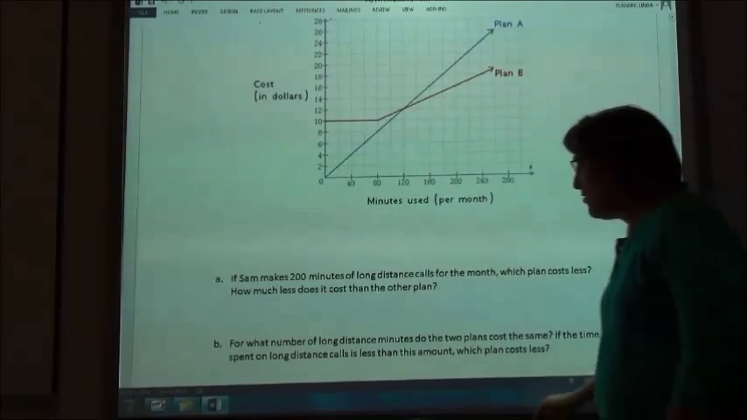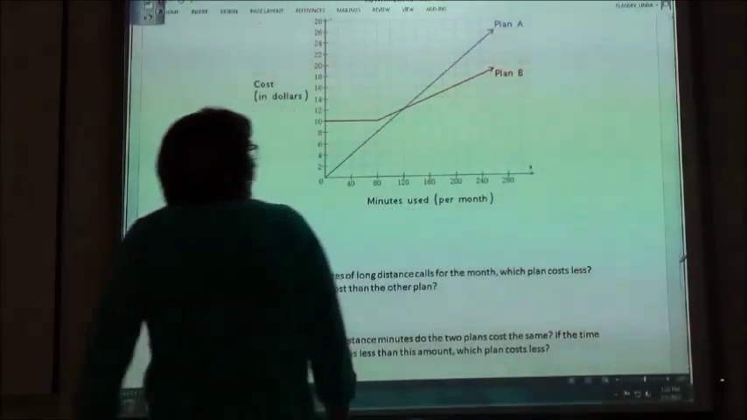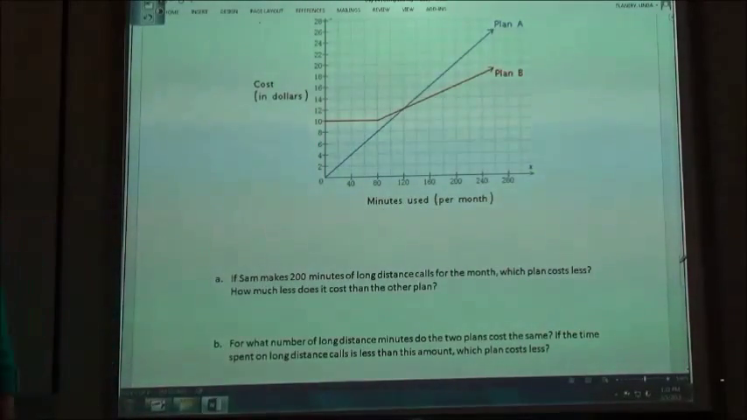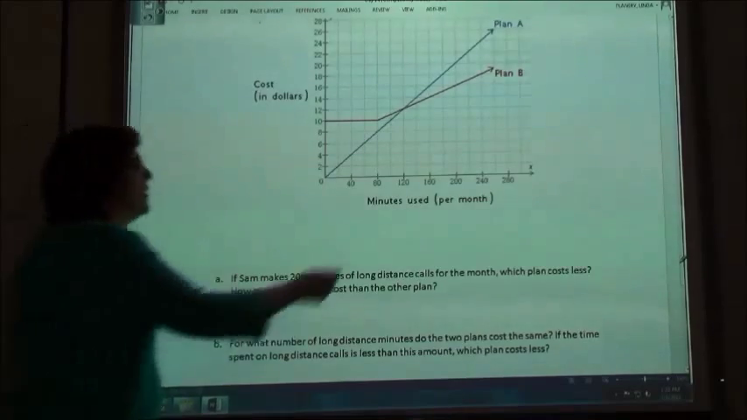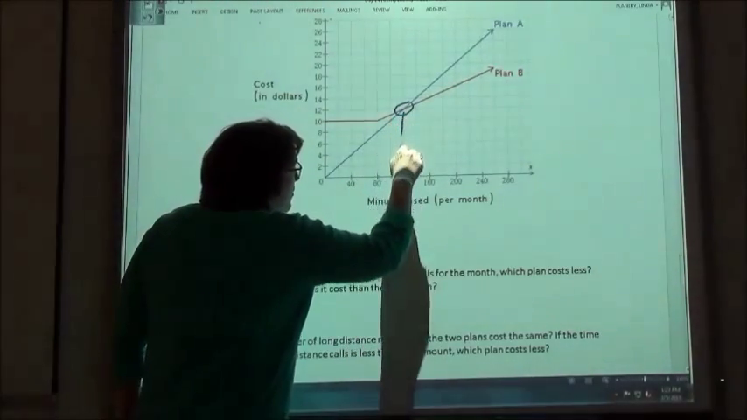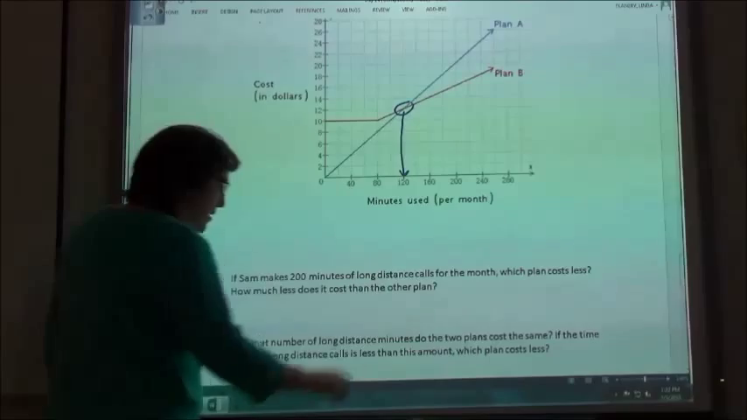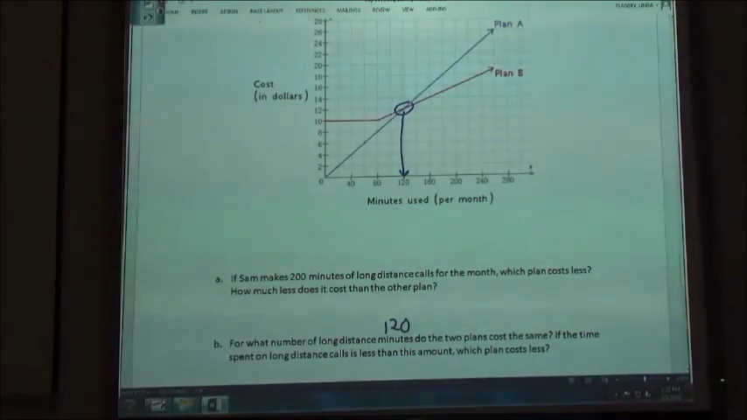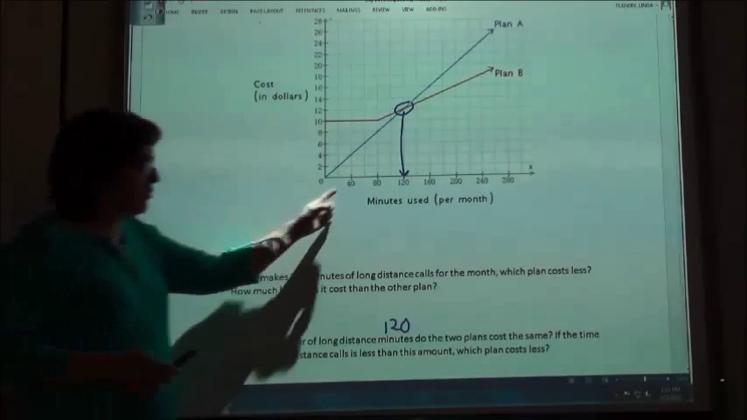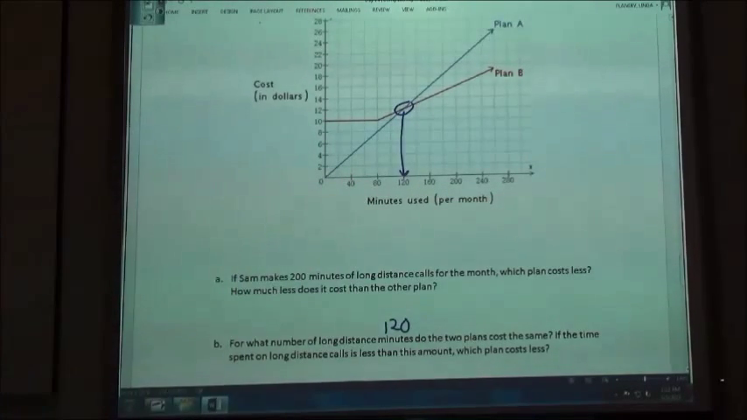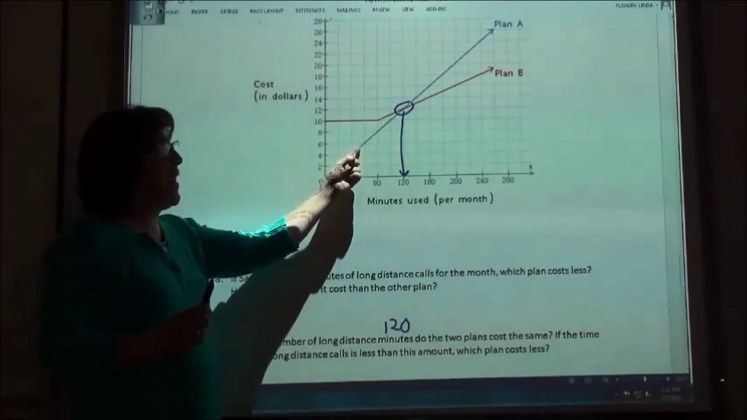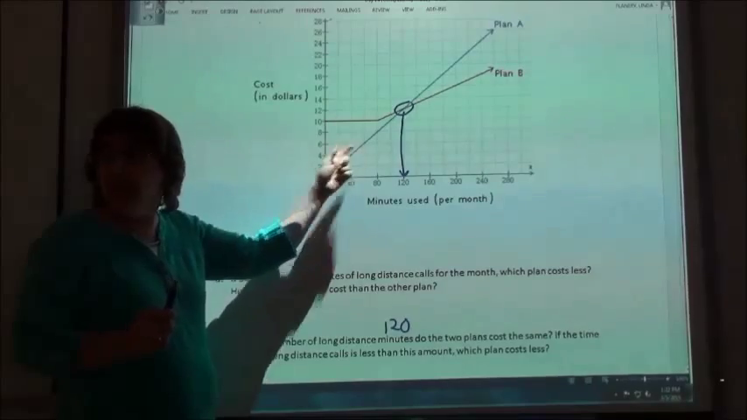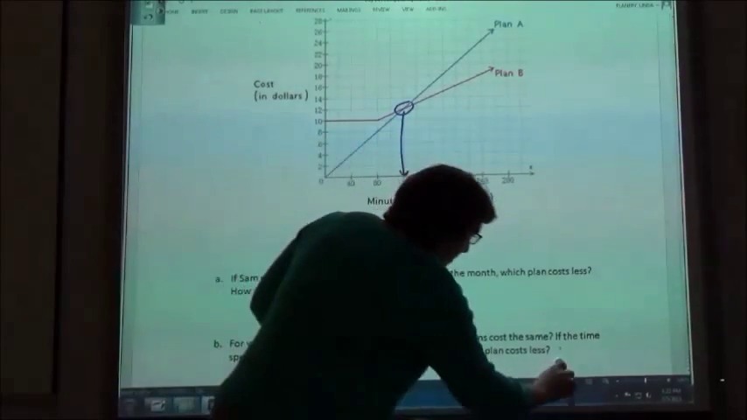For what number of long-distance minutes do the two plans cost the same? 120. Right here's where they intersect. If I go straight down to the number of minutes, 120 minutes. If the time spent on long-distance calls is less than this amount, so use the 40 or the 80, which plan is going to cost me less? Plan A is going to cost me less. That's the first line I run into, right? Plan A.